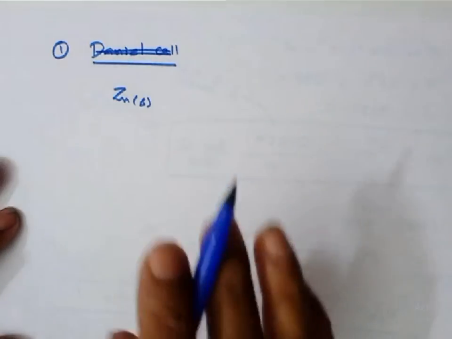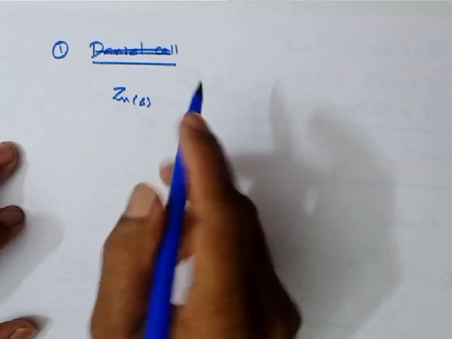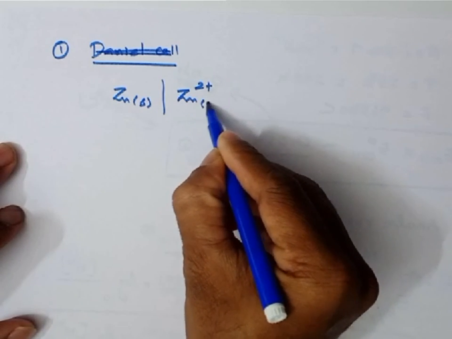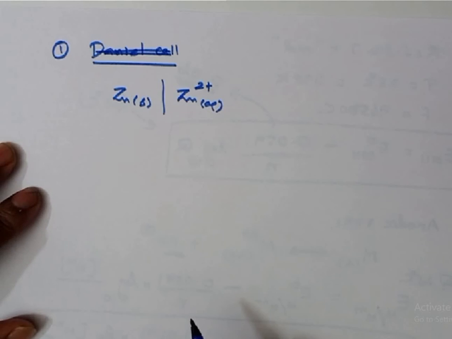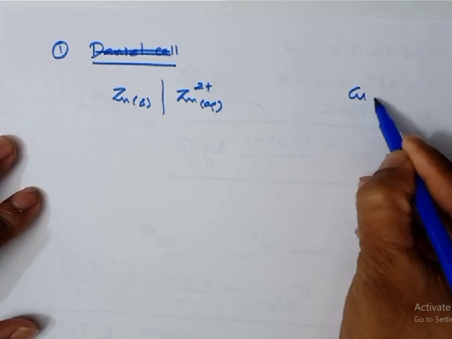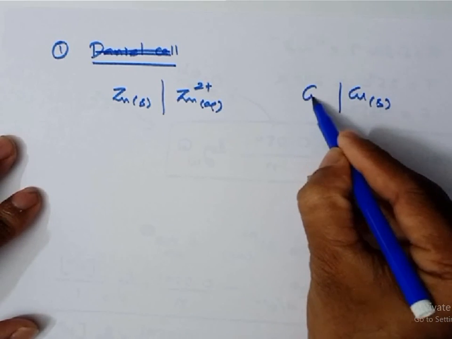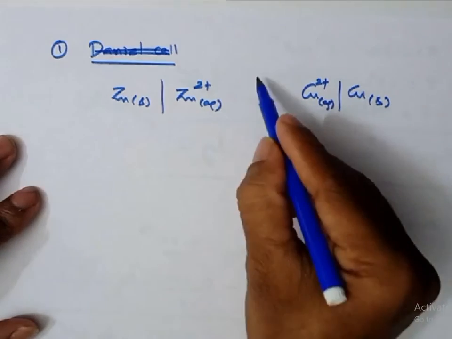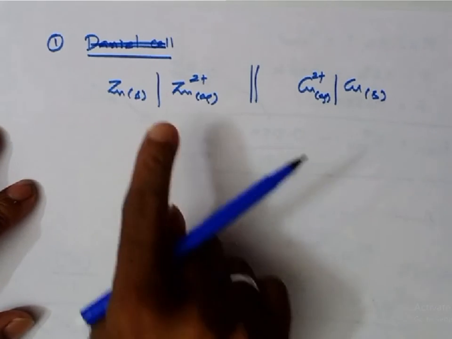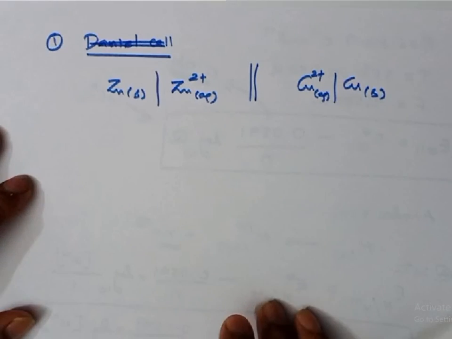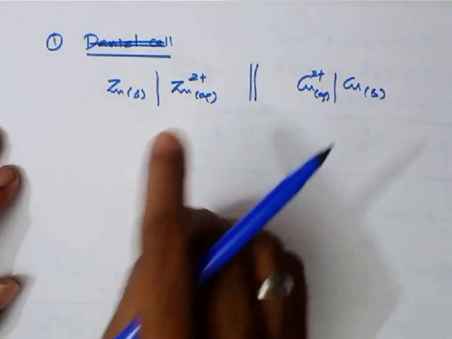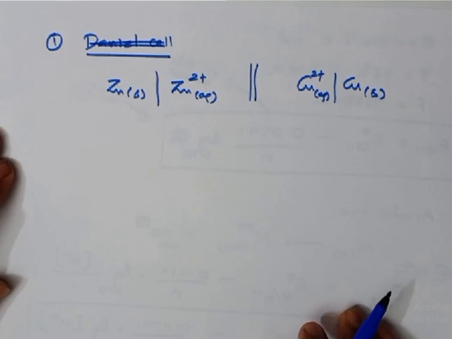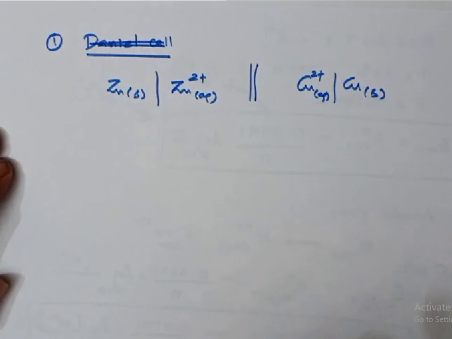Consider a cell which is not the Daniel cell actually. Say I'll take a zinc rod and immerse it in a solution containing zinc ion, and I'll take a copper rod and immerse it in a solution containing cupric ion, Cu2+, and I'll put a salt bridge. So this is my anode and this is my cathode. Now the concentration is not 1 molarity, it is some molarity which is not 1 molarity, that's all.